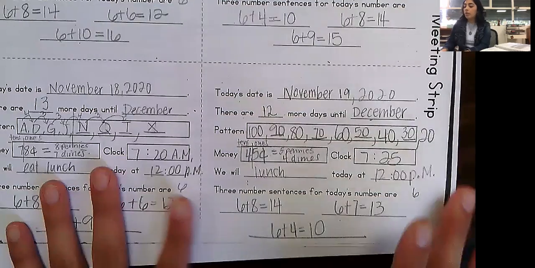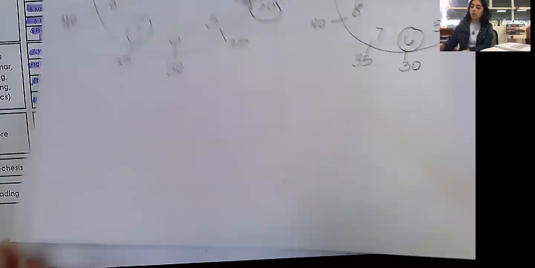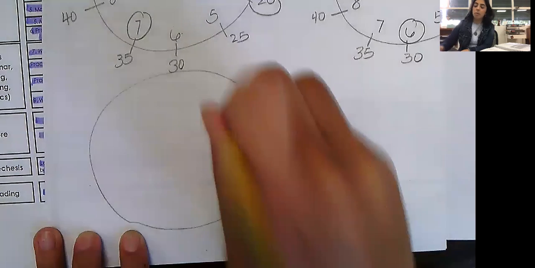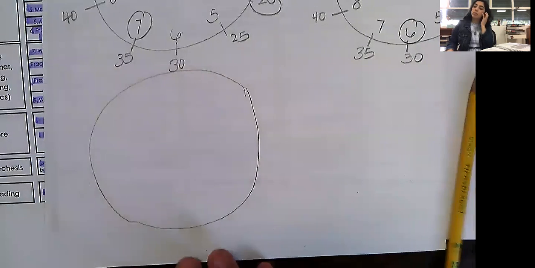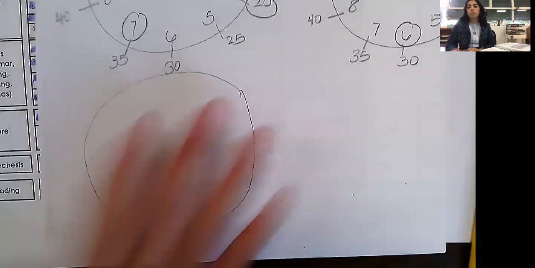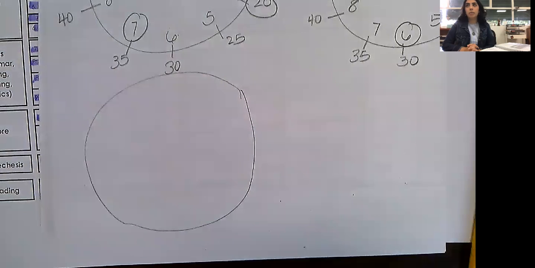Okay, now that you're done with that, you're gonna flip over your paper and you're gonna draw your clock, okay? I'm not gonna do it with you this time, but I'm gonna double check. So go ahead and draw that clock behind. Put pause.